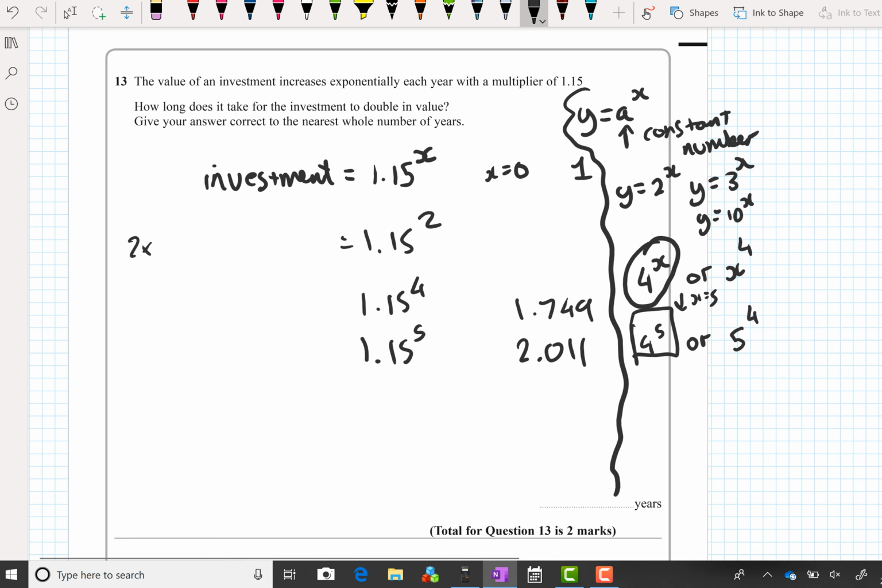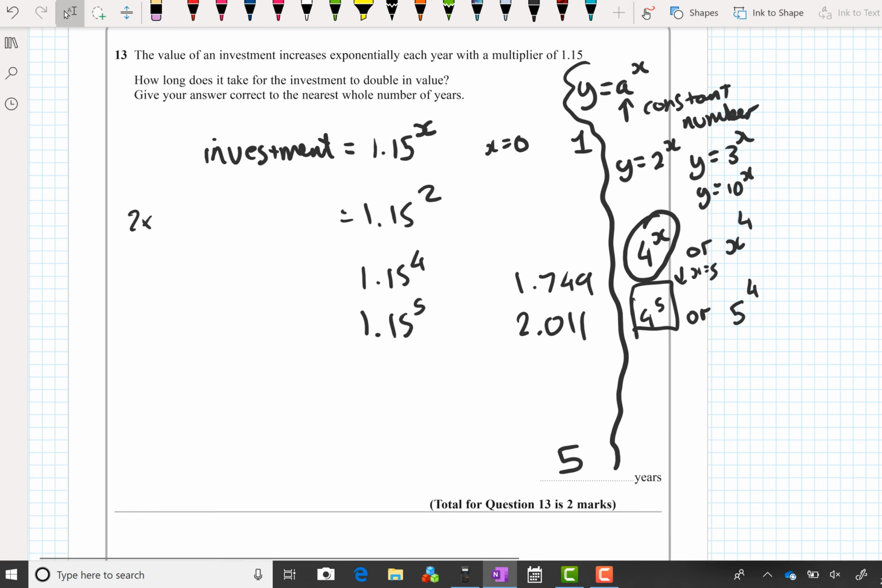After 5 years, it's now doubled in value. So, correct to the nearest whole number of years, because it's actually 2.011, it's happened somewhere in the 5th year, maybe midway through, maybe in July rather than all the way at December, because at December it's over doubled by just a small bit. So to the nearest whole year, it's happened in the 5th year. We don't know where, but it's happened in the 5th year.